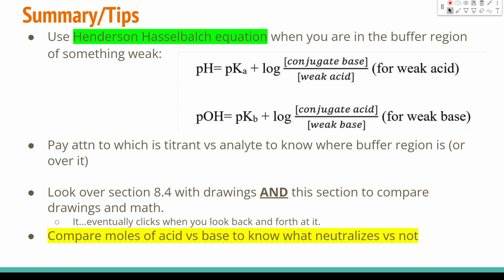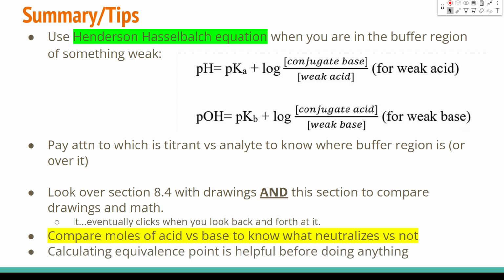The biggest summary tip for this section is looking at how many moles of the acid versus the base you have, because then you see what neutralizes. If I neutralize an entire something, like if I neutralized all of the weak acid, that means all of it is now the conjugate base. And so that will affect my pH because the conjugate is going to act like a base, and so it's going to do its thing. So just be very, very mindful of that. Like, that is what we did in all the calculations.